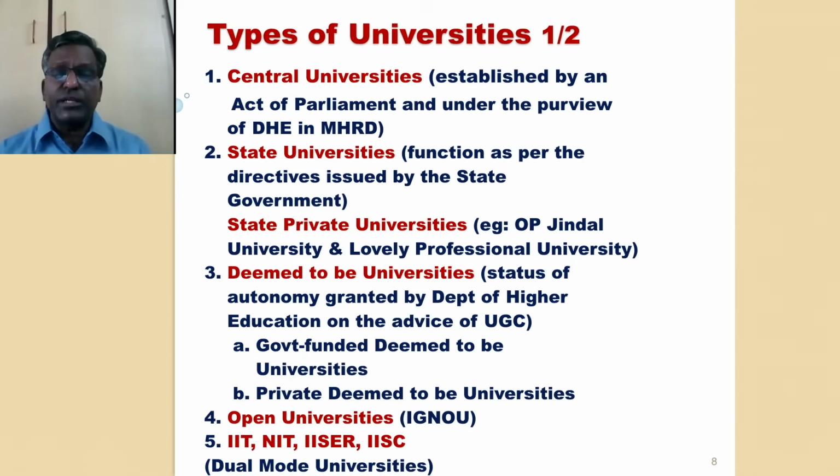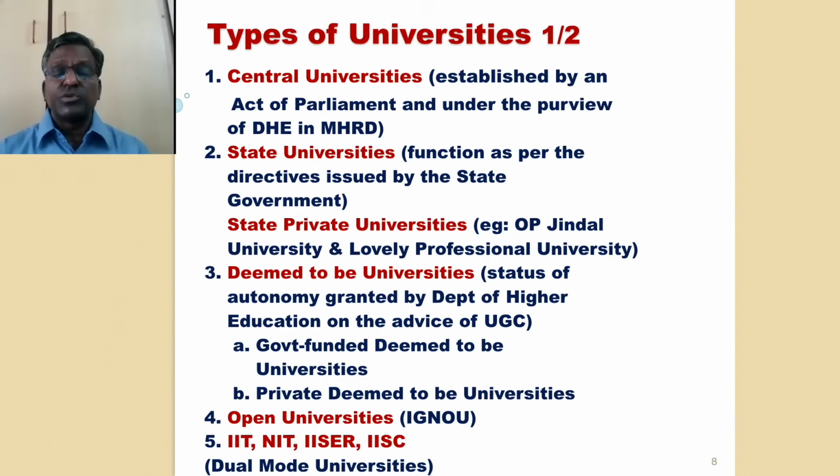Now you have state universities. Madras University is a state university. Bombay University is a state university. Calcutta University is a state university. Savitribai University is a state university. Then you also have state private universities. And I'll give you two examples. OP Jindal University, that is a state university, but a private university. You have Lovely Professional University, that is a private university, that is a state private university.